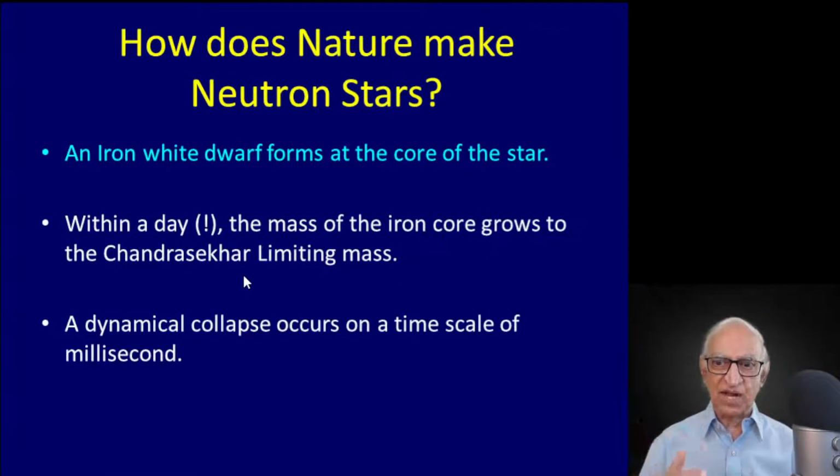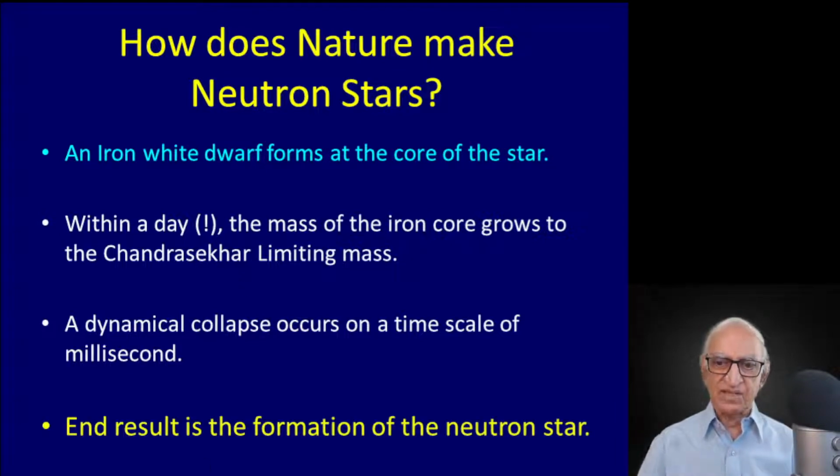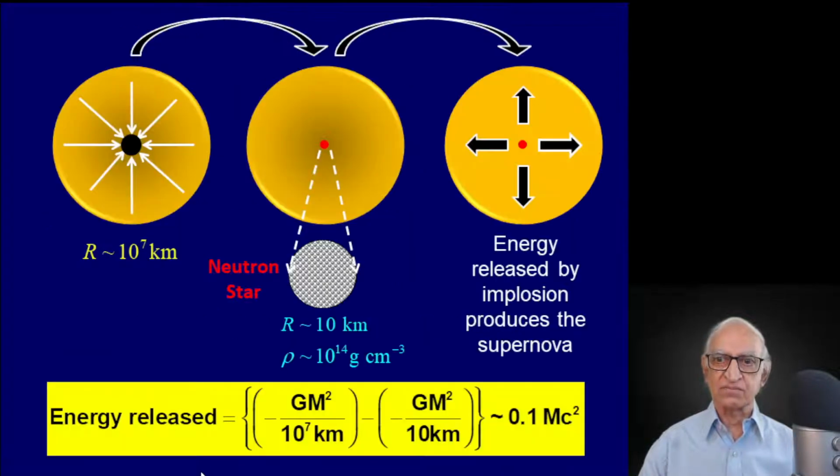And a dynamical collapse occurs on a time scale of a millisecond. The end result of this dynamical collapse of this iron core is the formation of a neutron star. That's explained in this figure, which I have shown you before. Here you have an ordinary star consisting of electrons, protons, and neutrons. The core collapses and it forms a neutron star whose radius is roughly 10 kilometers and its density is about 10^14 grams per cubic centimeter.